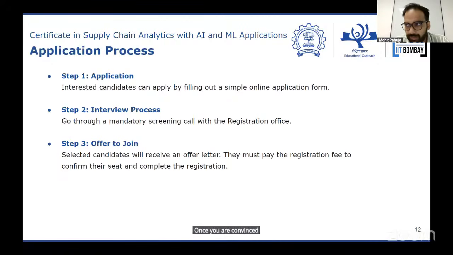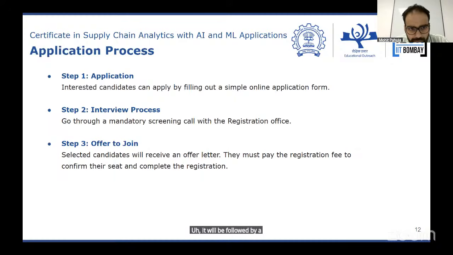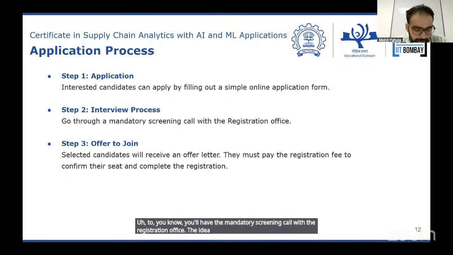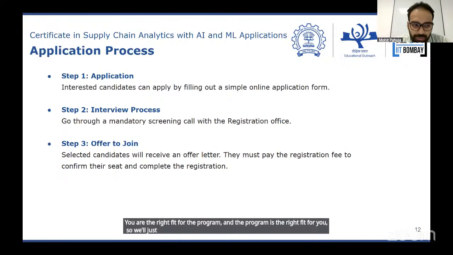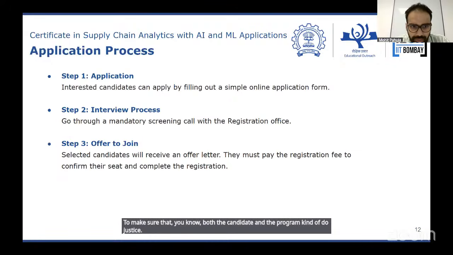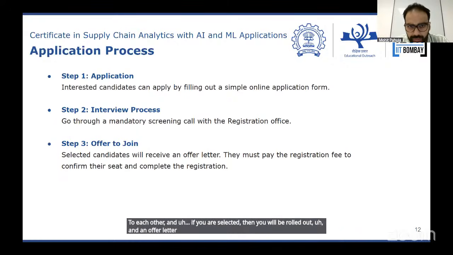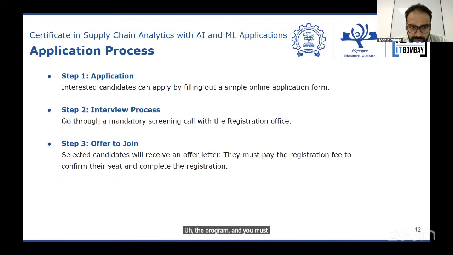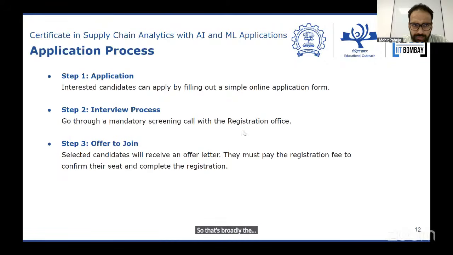Once you are convinced that this would be beneficial for you, you can go ahead and fill in the application form. It will be followed by a short interview process, a mandatory screening call with the registration office. The idea is to make sure that you are the right fit for the program and the program is the right fit for you. We'll ask you a couple of questions to understand your background and why you want to pursue the program. If you are selected, you will be rolled out an offer letter to join the program, and you must pay the registration fee to confirm your seat and complete the registration. That's broadly the registration and application process.